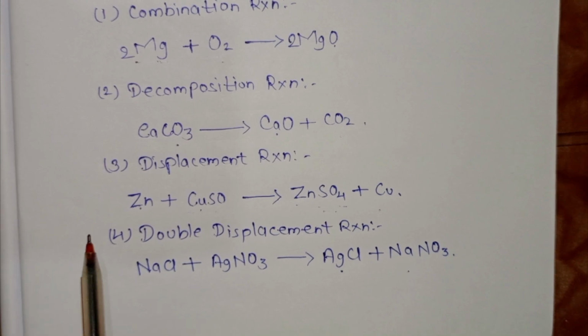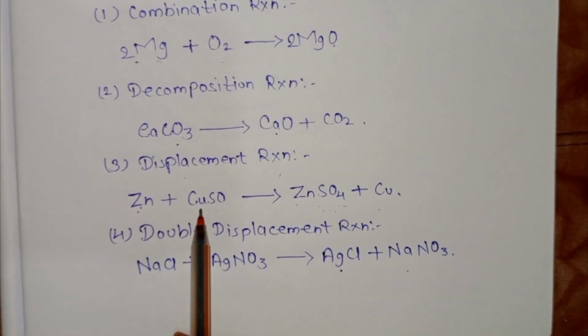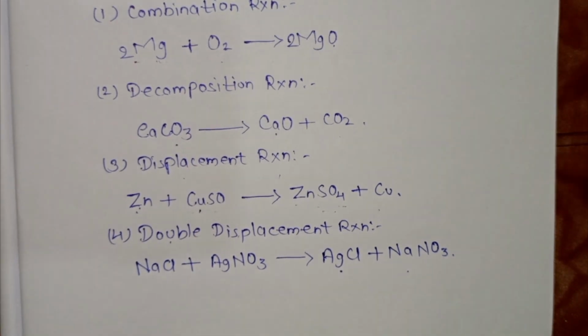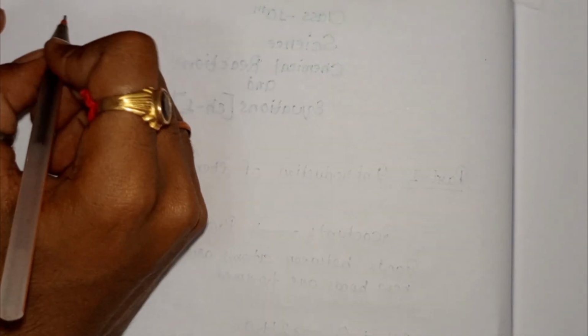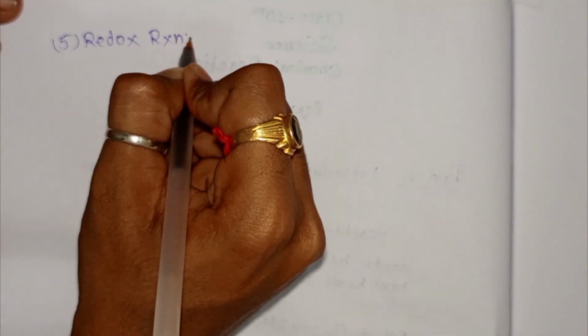In a single displacement or a displacement reaction, only one compound gets displaced. But in double displacement reaction, two compounds get switched. Our fifth reaction is redox reaction.